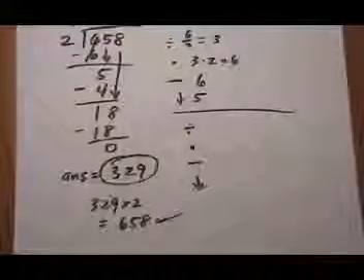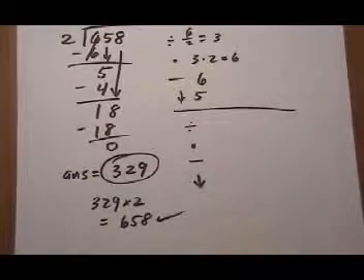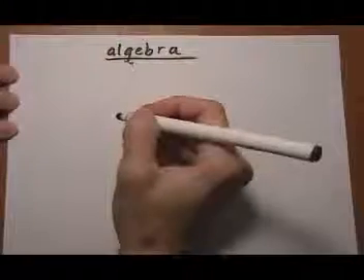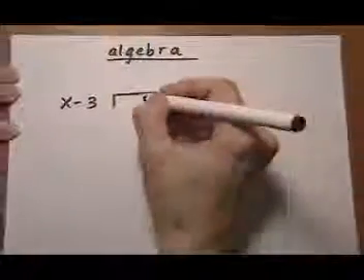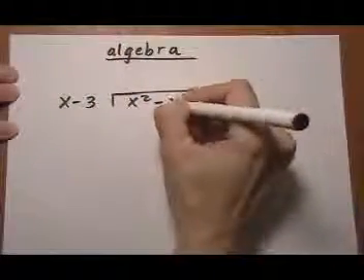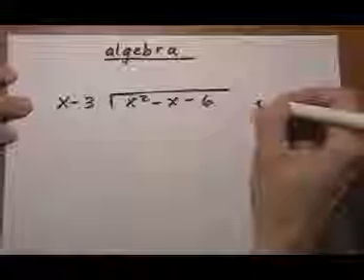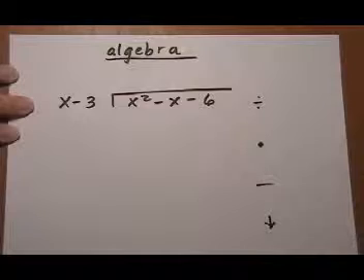Now we're going to use the same process for an algebraic division. We're going to do divide, multiply, subtract, bring down. And again, we're just doing no remainders. So our first problem we'll try is x squared minus x minus 6 being divided by x minus 3. And we're going to divide, multiply, subtract, and bring down.